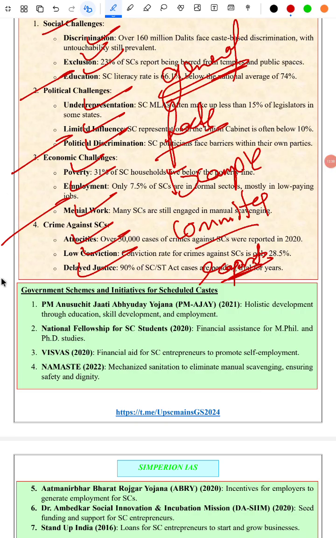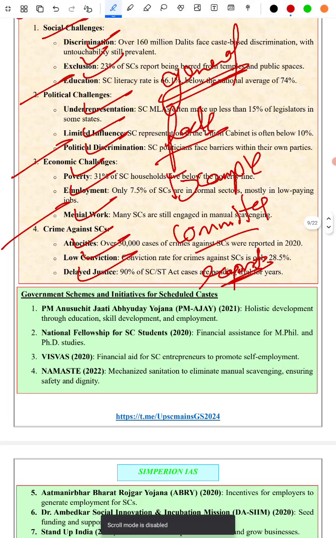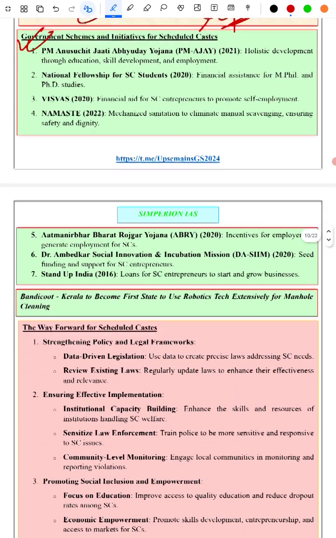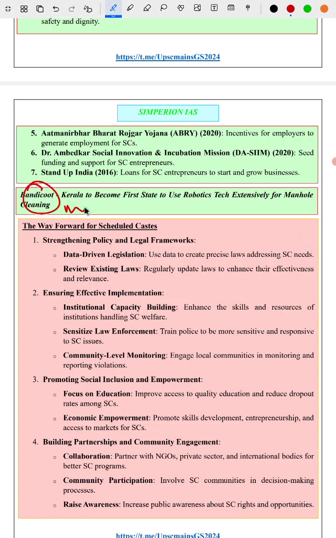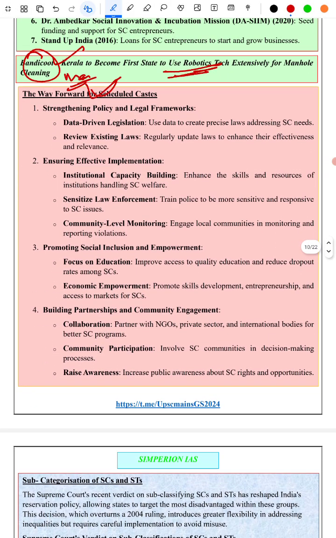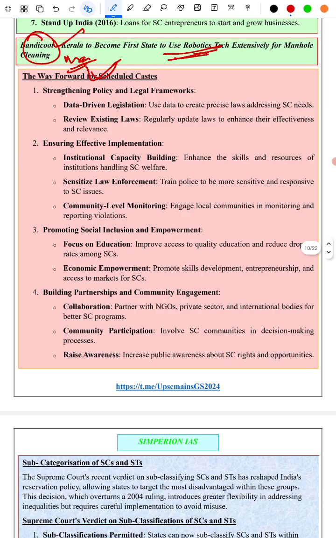Next, we have covered government schemes and initiatives for the welfare of Scheduled Castes. What are the government actions we have? Please go through these. There are 7-8 schemes we have already given. Next, we have added one of the best practices for manhole cleaning or manual scavenging: Kerala was the first to adopt a robotic technology. Next, what is the way forward, the steps that can be taken to reduce the challenges faced by the Scheduled Caste and for their welfare.